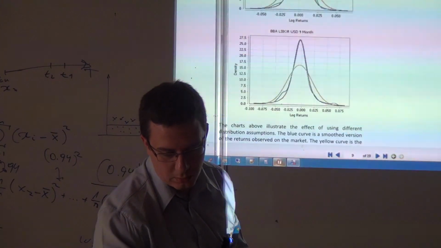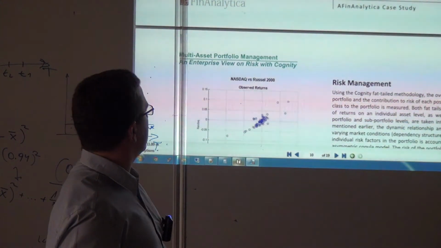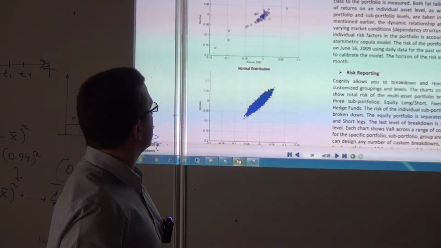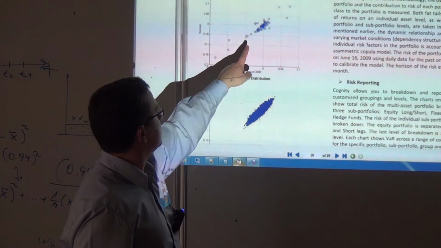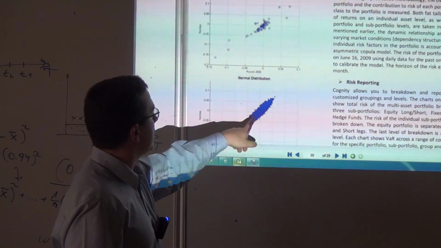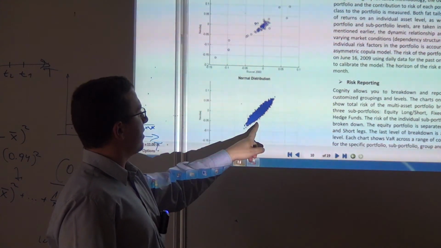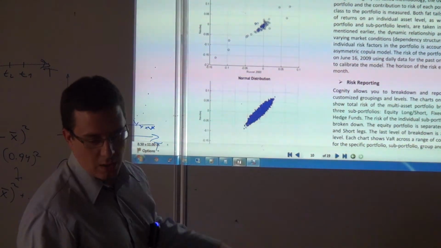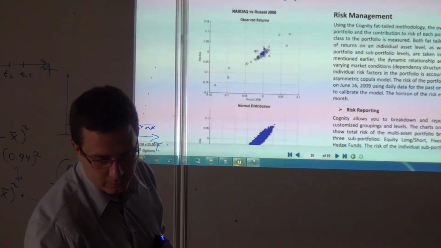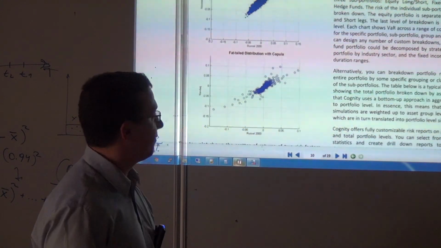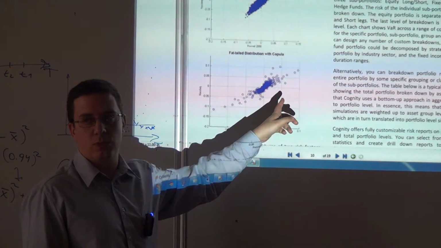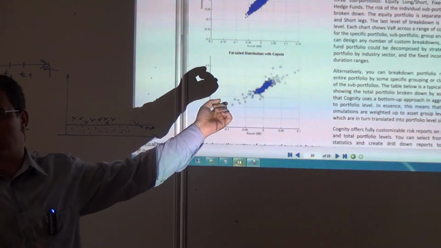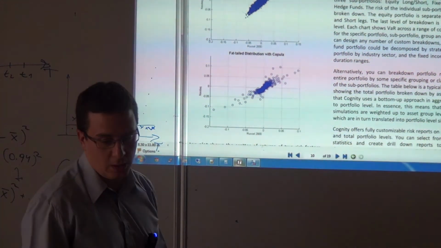And we discussed this. It's a good example for a copula. These are observed returns, and you can see how they look. And if you fit a multivariate normal distribution, you get this. And if you fit a copula, you get this, which is much more representative of the actual values we have up there.